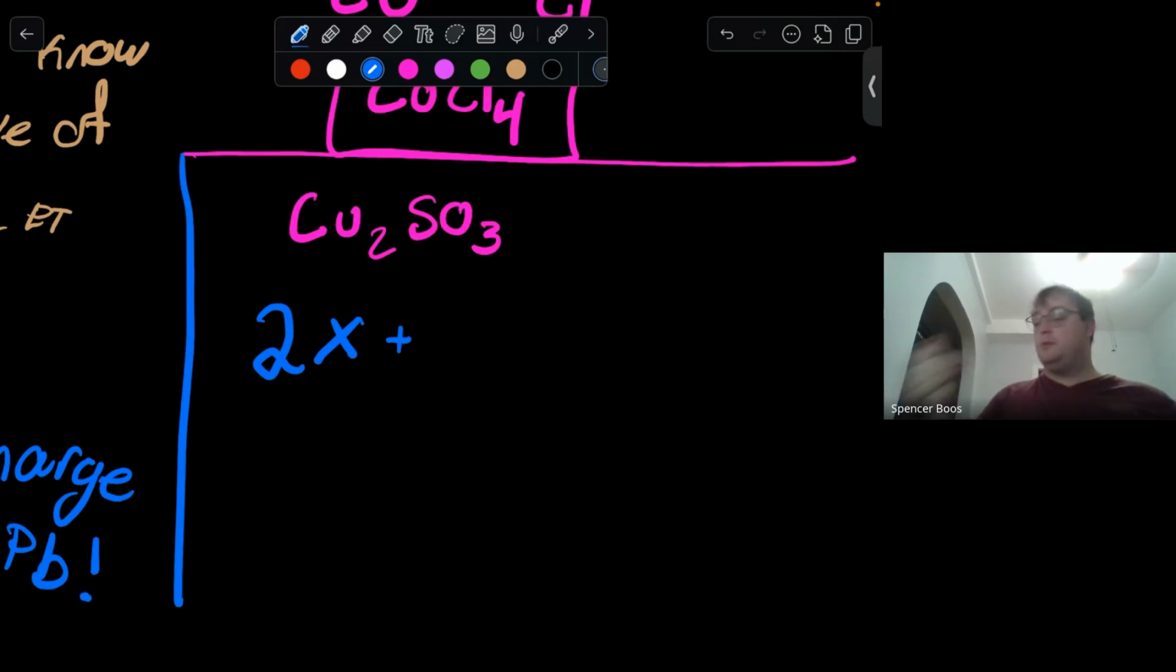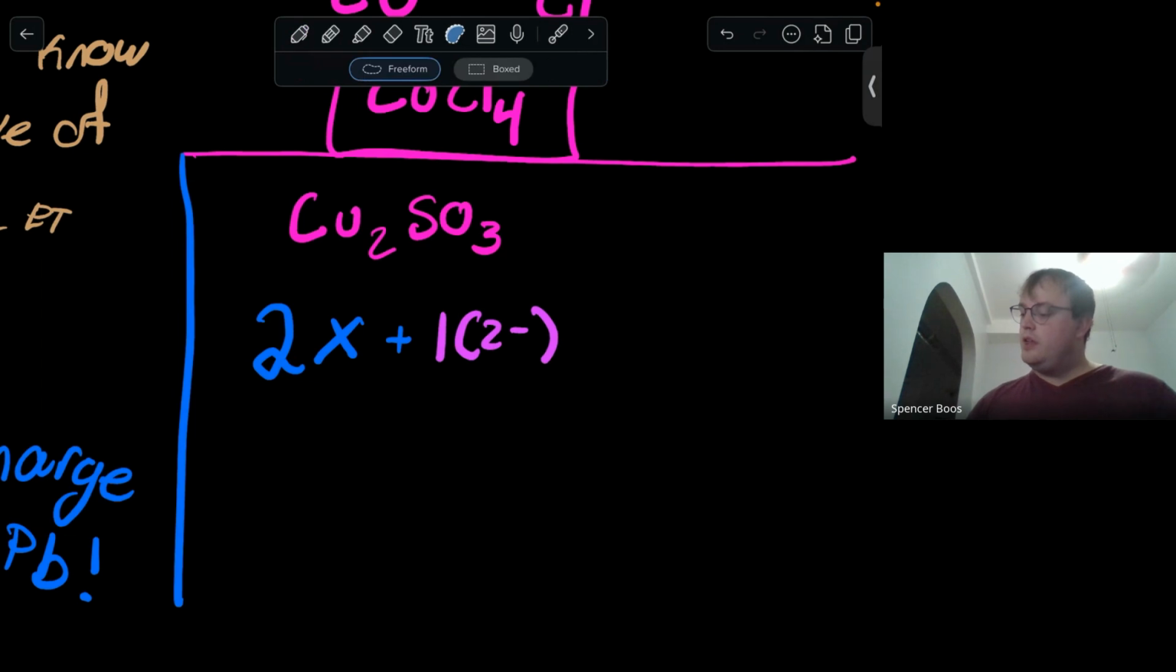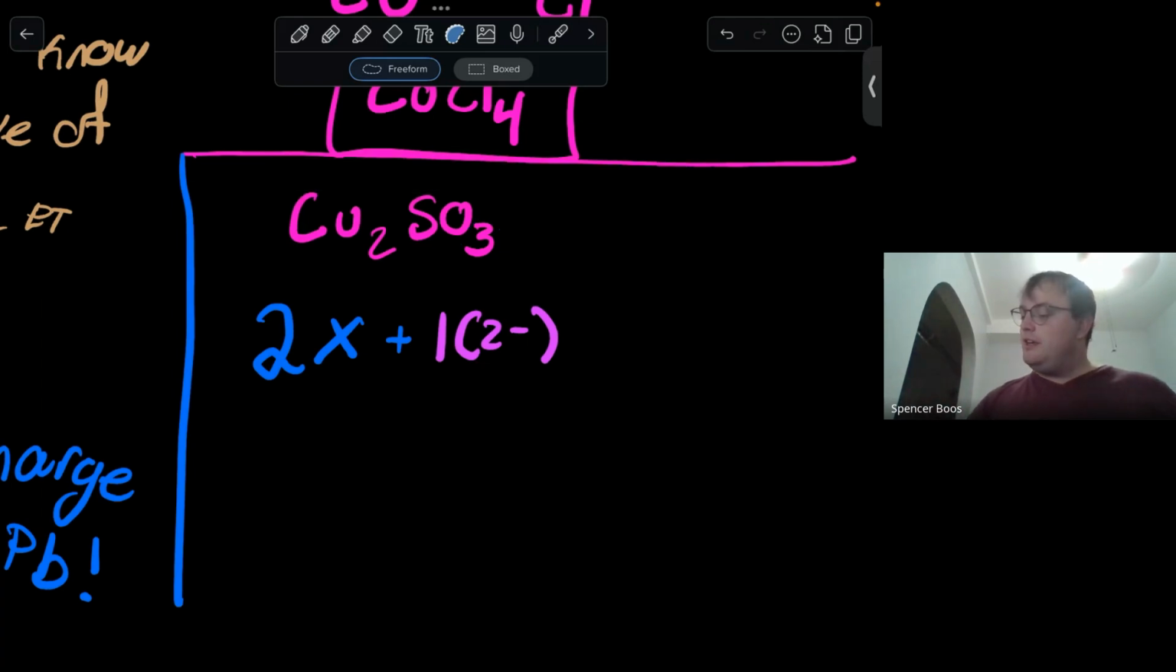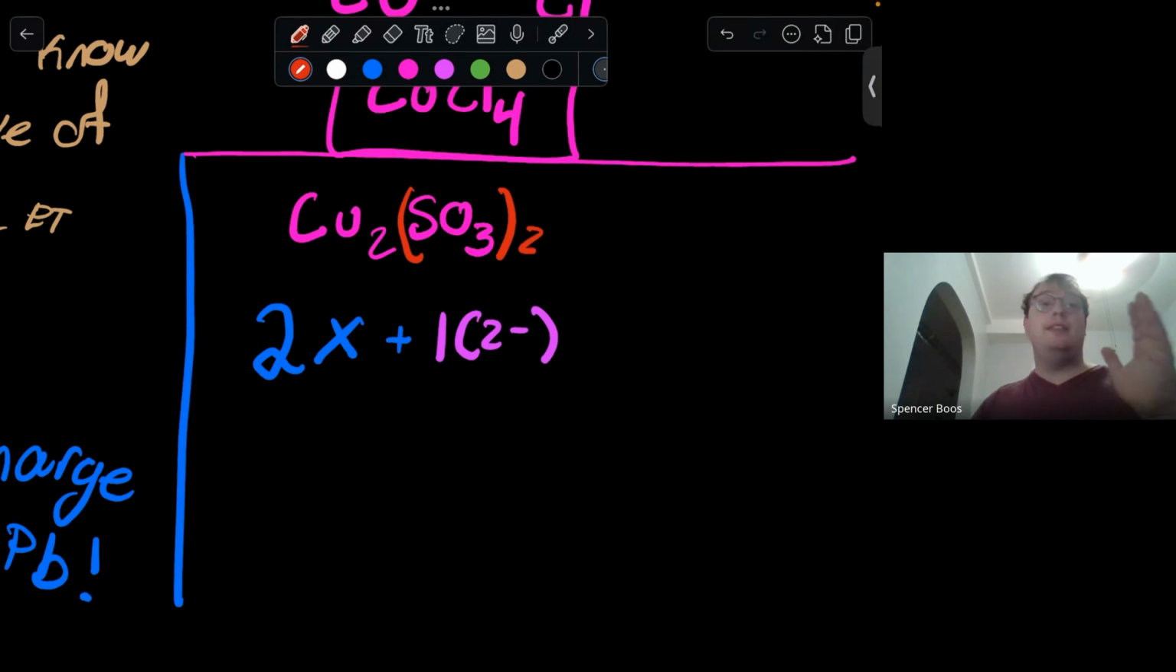Now, question. What charge does SO3 have? You look on the back side of your periodic table. You see SO3 has a charge of 2 minus. How many 2 minuses do I have? The correct answer is 1. Why? This 3 here is stuck on that oxygen. It's only on that oxygen. It's not on the entire SO3. If instead it was something like this, now we would have 2. But because we don't, it's just 1.